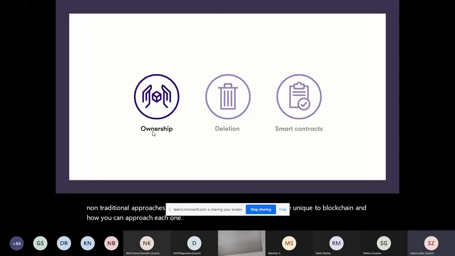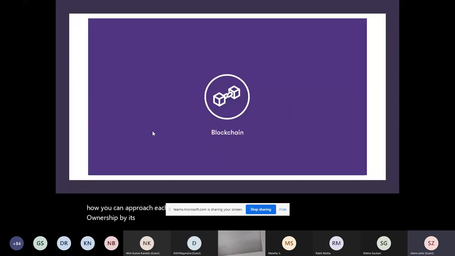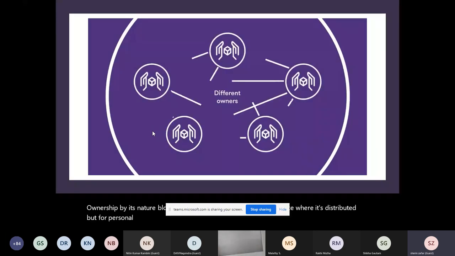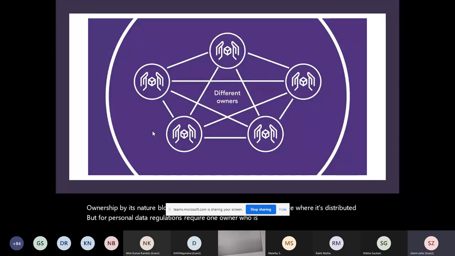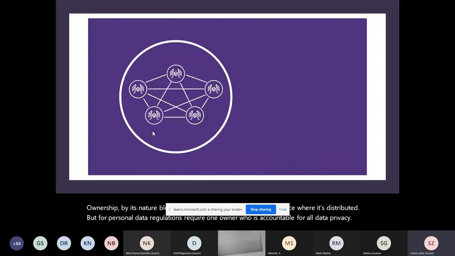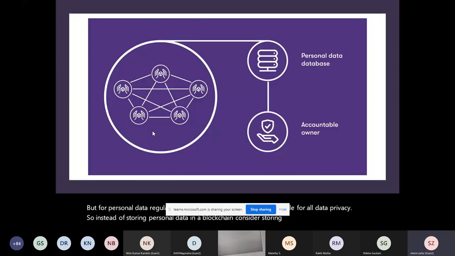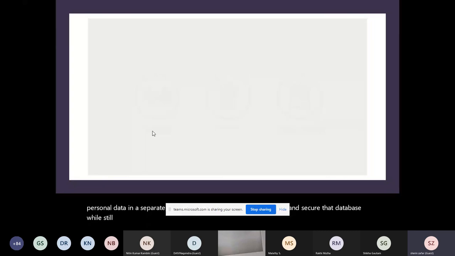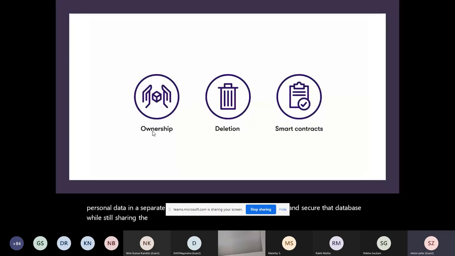Ownership. By its nature, blockchain data is equally owned at each place where it's distributed. But for personal data, regulations require one owner who is accountable for all data privacy. So instead of storing personal data in a blockchain, consider storing index numbers that tie to personal data in a separate database. Then one organization can own and secure that database while still sharing the blockchain. Another reason to store personal data in a separate database is the need for data deletion.